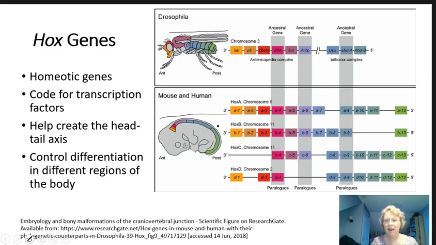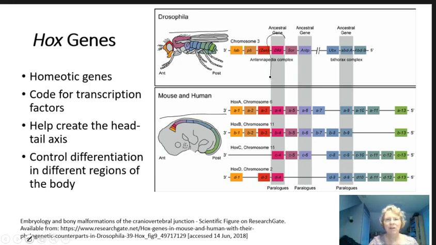Evolution of more complex body forms seems to have involved the duplication of ancestral Hox genes that then specialized to turn on genes in different locations of the body to create that main axis and differentiate the body parts.